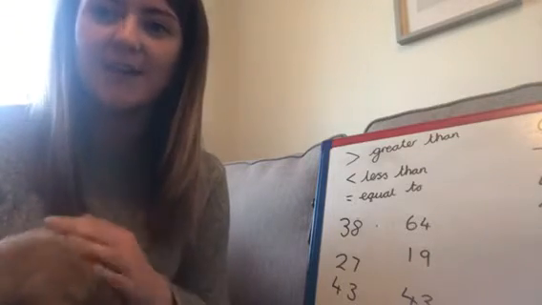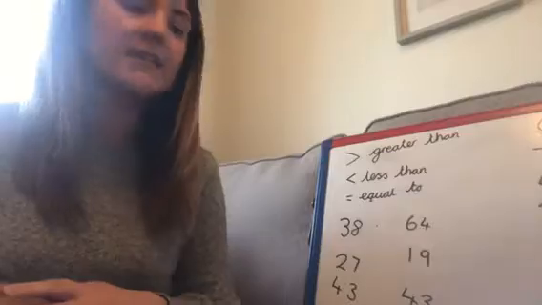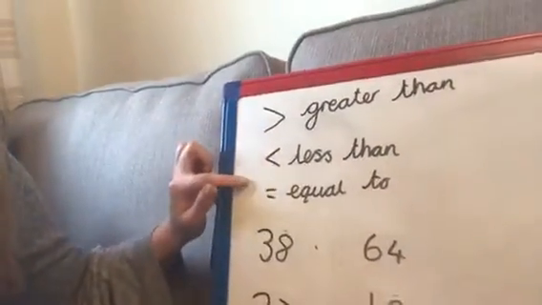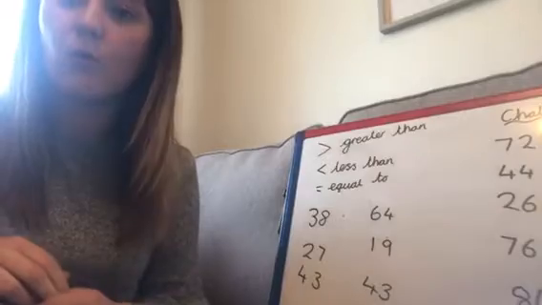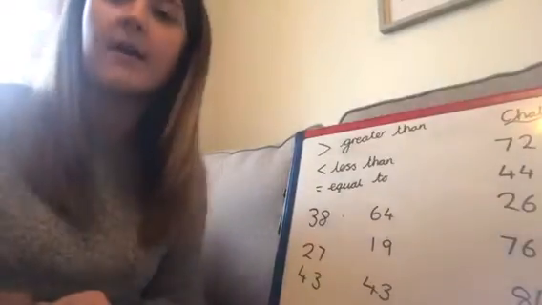So today in maths what we are going to do is use our symbols greater than, less than and equal to show the order of numbers. So if we rewind our learning all the way back to probably about October, we're going to have a little recap on what the symbols mean.